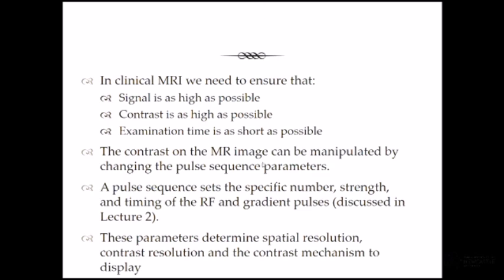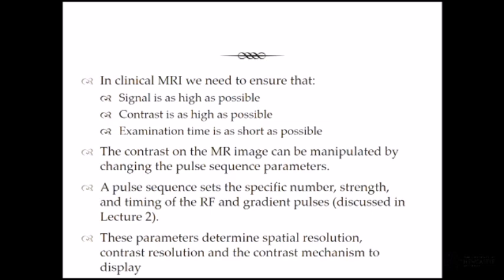So the contrast on an MRI image can be manipulated by choosing the pulse sequence parameters. That's where we can change things like the echo time and the repetition time. That will allow us to make our sequences more T1 weighted or more T2 weighted to show different things. I always think of T1 weighted imaging as showing us the best anatomy, and T2 really depicts pathology better than T1 in most cases.